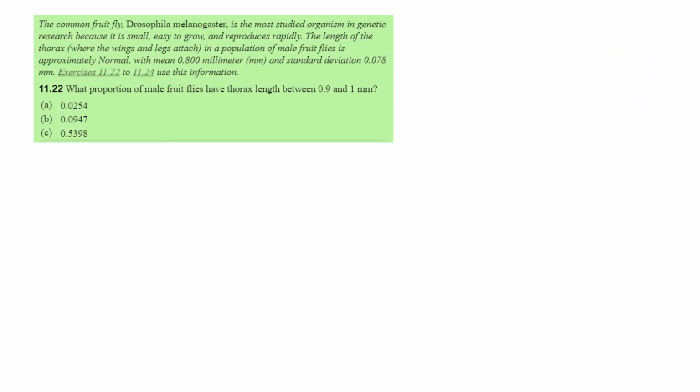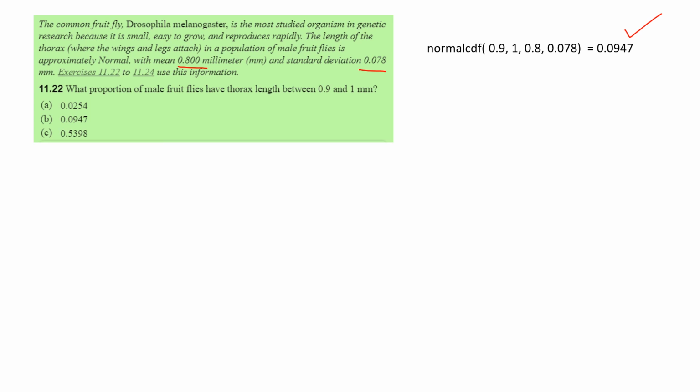So for this next question, 22, we used the table for the same question. Let's see how to get the value for the same question using the calculator. It is very easy. Suppose I want to find the proportion between 0.9 and 1, I can simply use normal CDF, 0.9, 1, 0.8, 0.078, because that is the mean and standard deviation. So you get the answer as 0.0947.